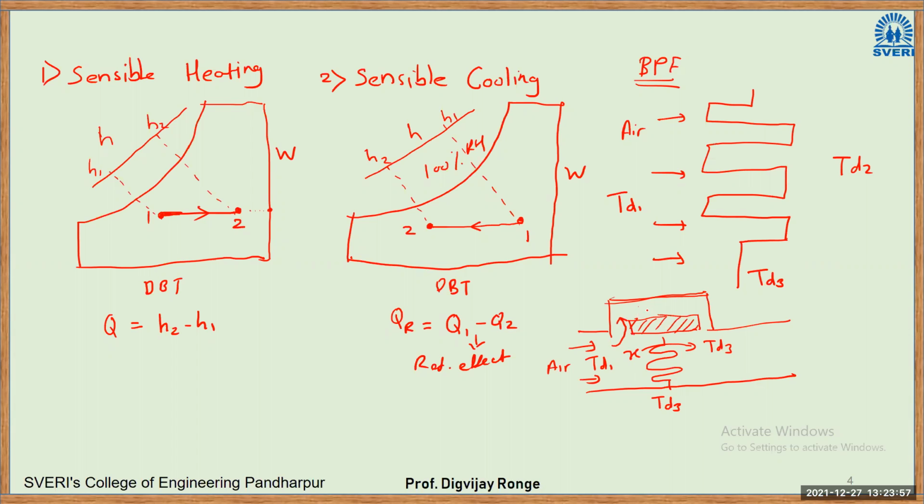That part will be 1 minus X, and it will come out as it is. Initially its temperature was TD1, so it will be TD1. So we have some air at temperature TD3 and some air at TD1. Their average will give you TD2. This is just a representation of the actual thing that is happening.